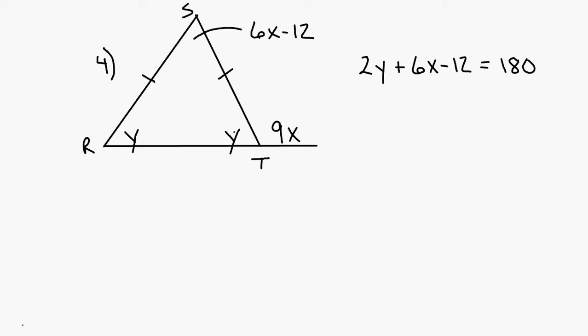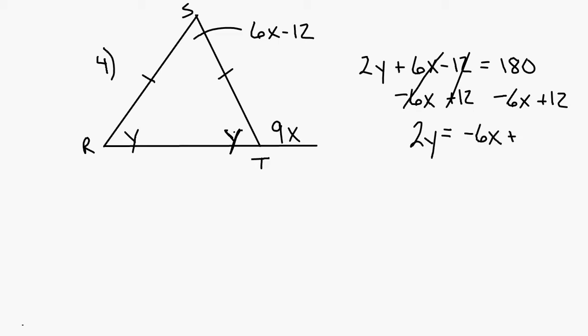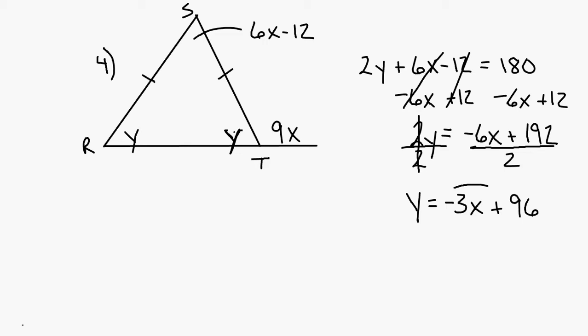You're going to solve for y, and then you can replace this y right here with what y is equal to, so that you can solve for x. So if you subtract 6x and add 12 to each side, these will all cancel out. And 2y is going to be equal to negative 6x plus 180 plus 12 is 192. If you divide everything by 2, then y is going to be equal to negative 3x plus 192 divided by 2, 96. All right, so y is equal to this right here.